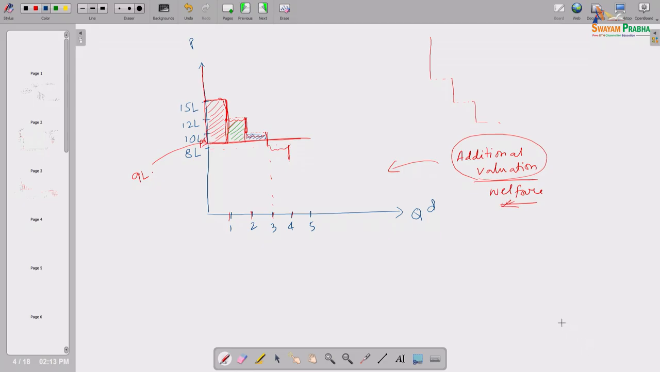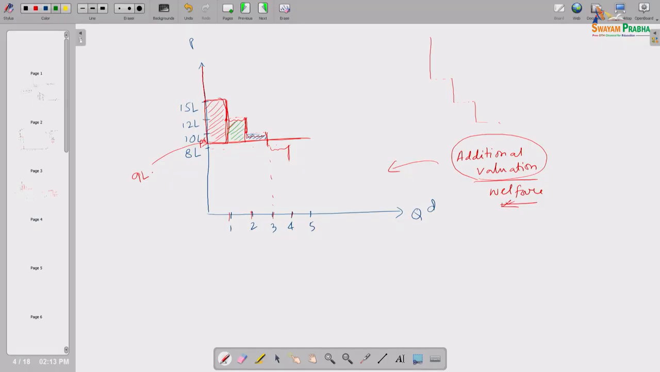So, by participating in this market, the total welfare generated by the consumers as a group is basically the area bounded by this green line, this entire area. This we can tell is consumers' surplus, this area is termed as consumers' surplus, consumers as a group, that is why the plural with the apostrophe s.